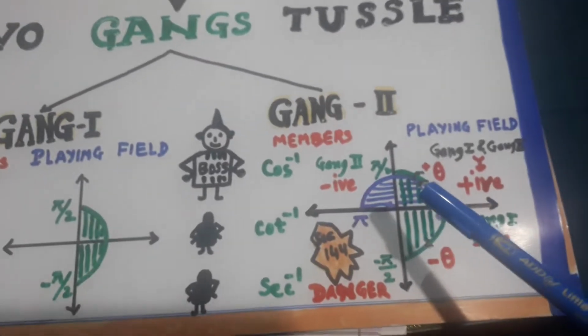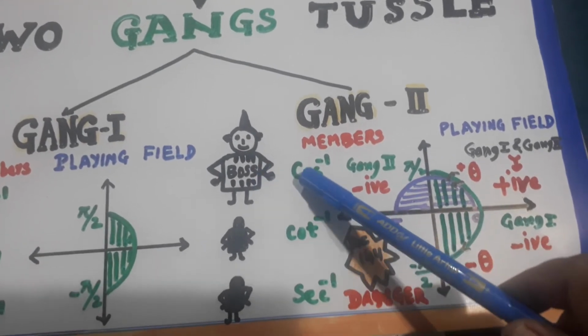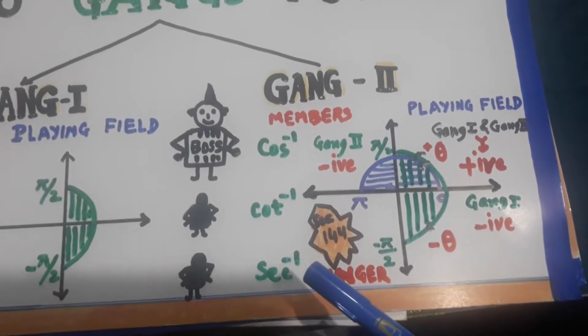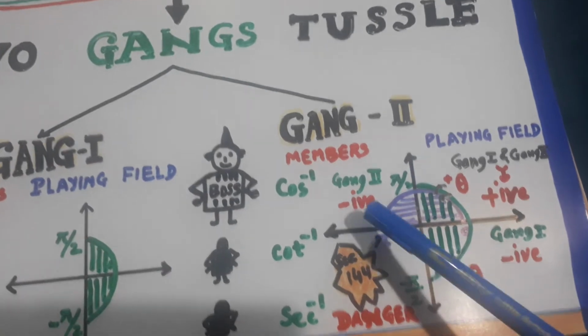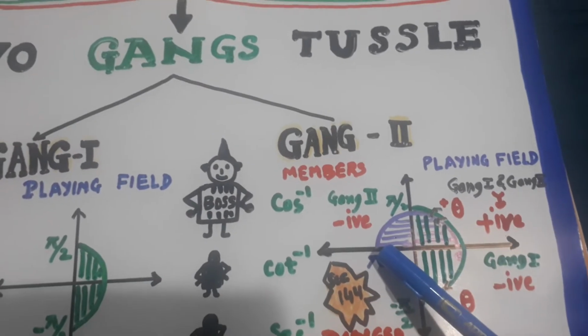Gang number 2, look here. Cos inverse is the leader here. These are two members here. Gang number 2 plays in the first and second quadrant, 0 to pi.